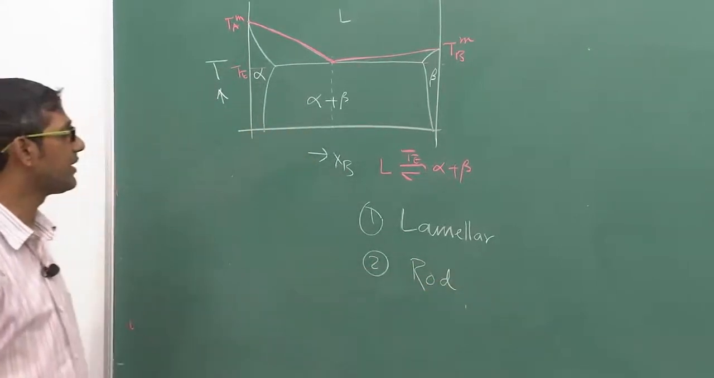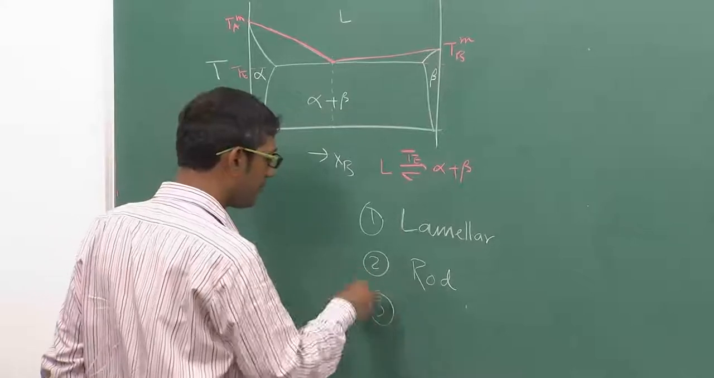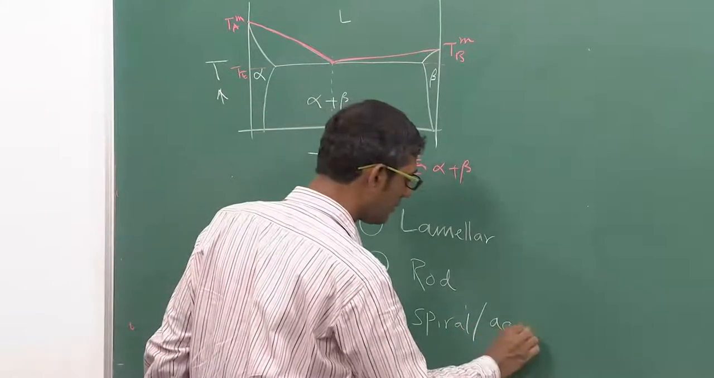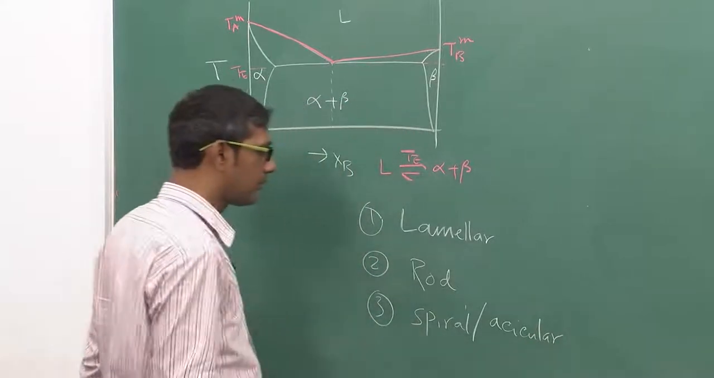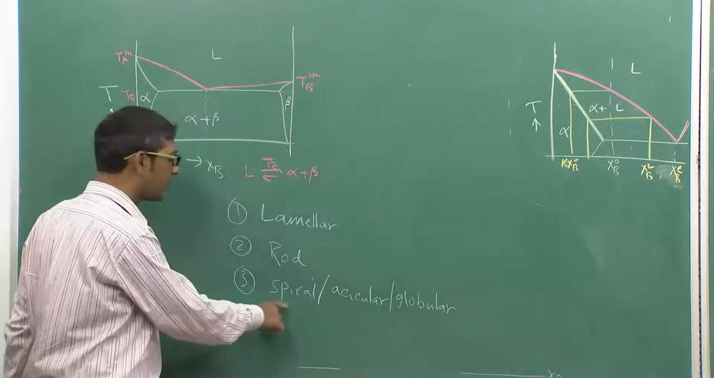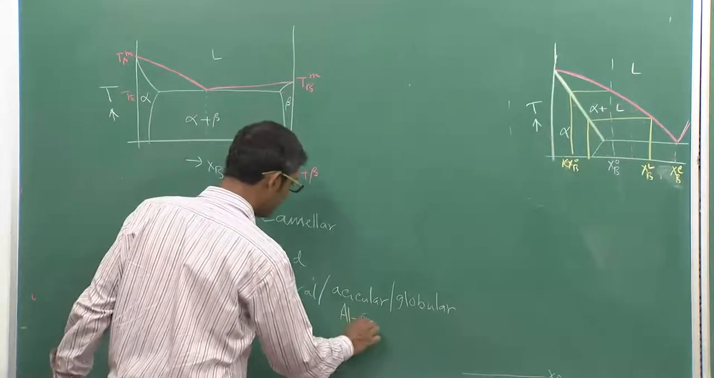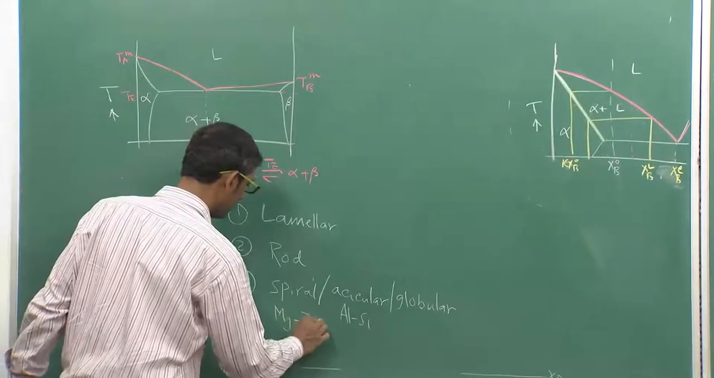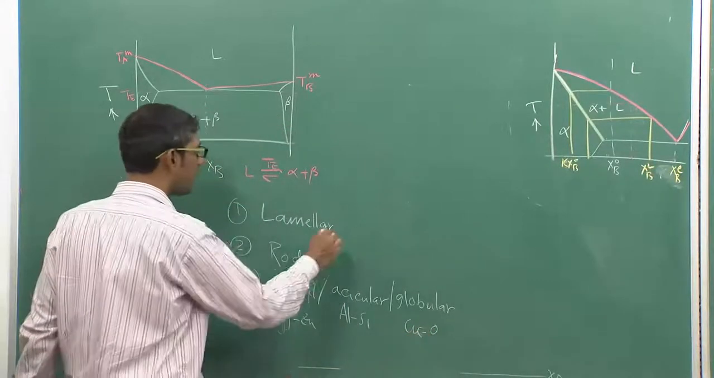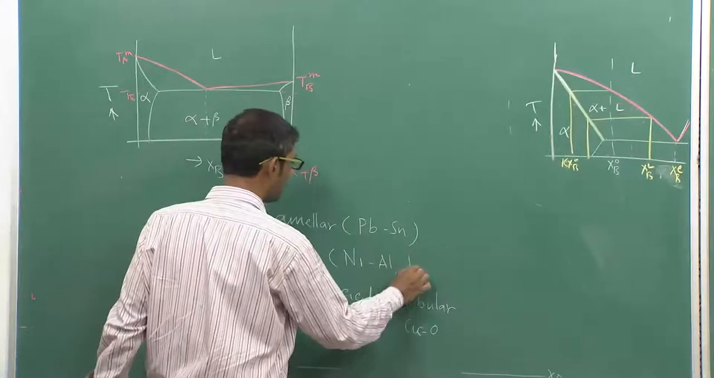You can also have rod type. That means one of the phases, either alpha or beta, whichever has the lower volume fraction, will be like a rod. You can also have spiral, or acicular, or globular eutectic. Spiral eutectic is found in the magnesium zinc system, acicular is aluminum silicon, and globular is found in copper oxygen, Cu-Cu2O. So lamellar is basically lead tin, rod is basically nickel aluminium or niobium silicon.